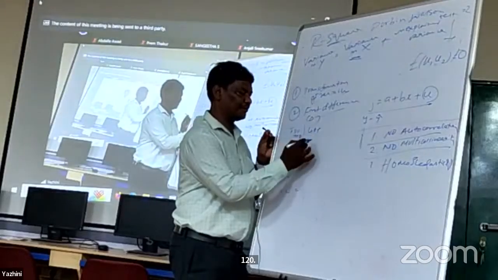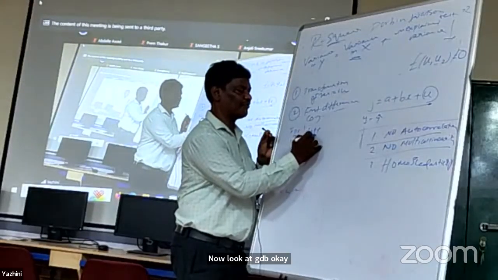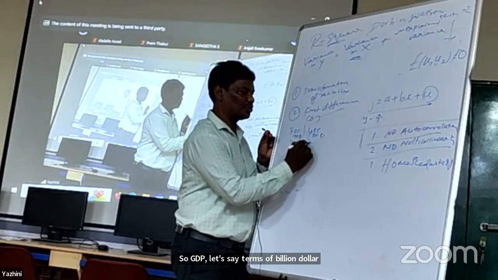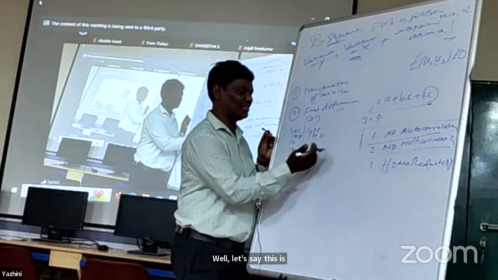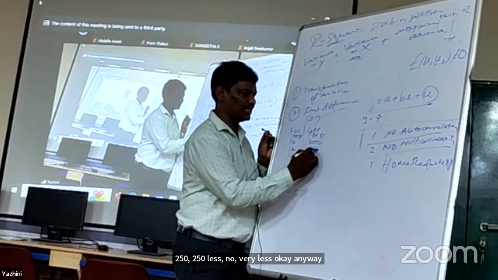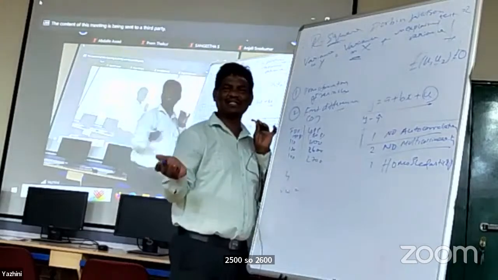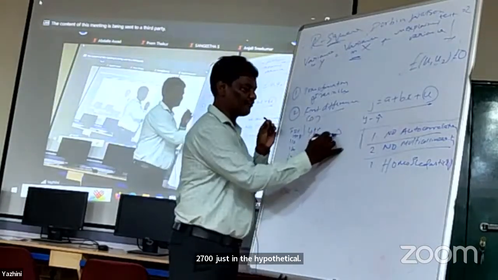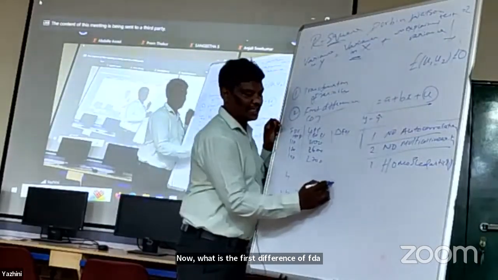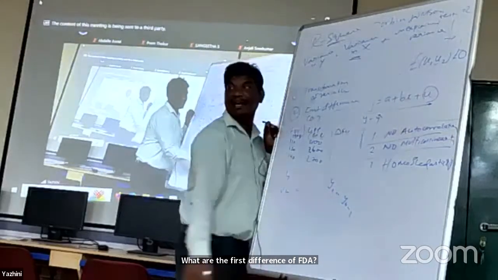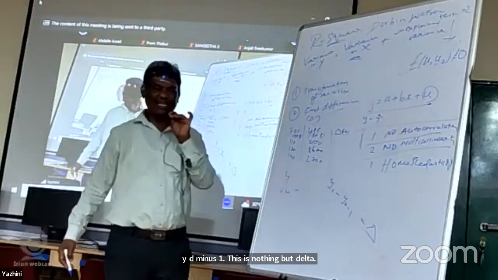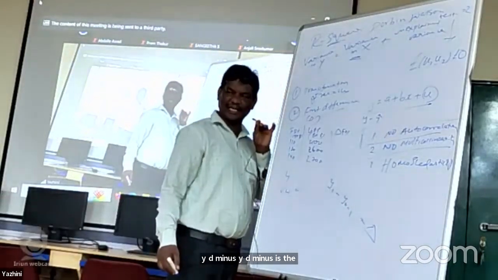Now look at GDP, in terms of $1 billion. Let's say it is 2,500, then 2,600, 2,700, just hypothetical. Now, what is the first difference of FDI? Yt minus Yt-1. This is nothing but delta.